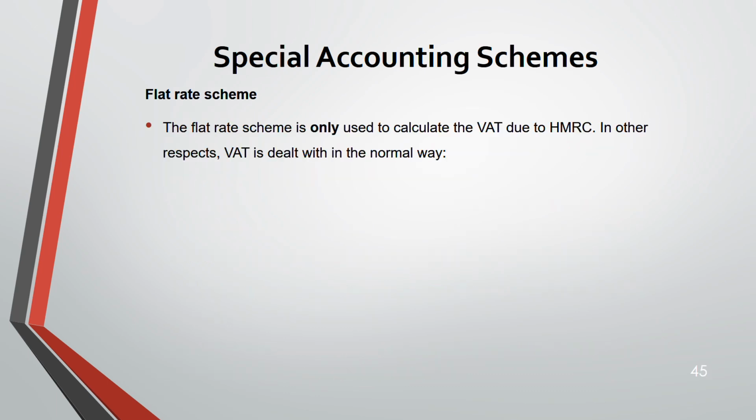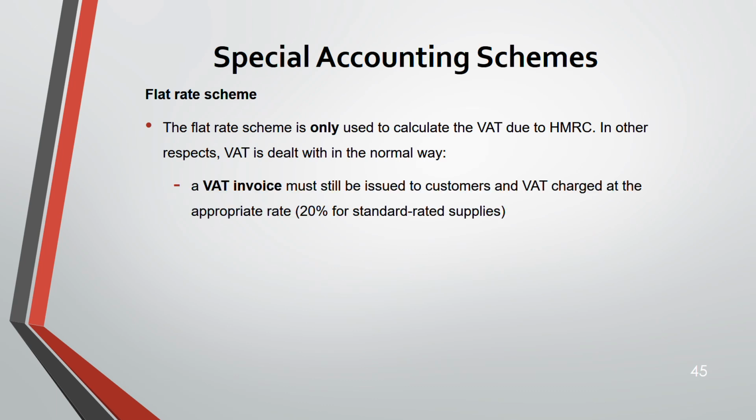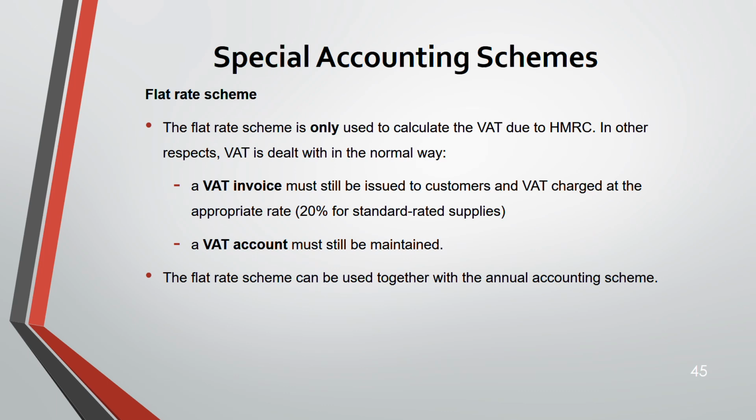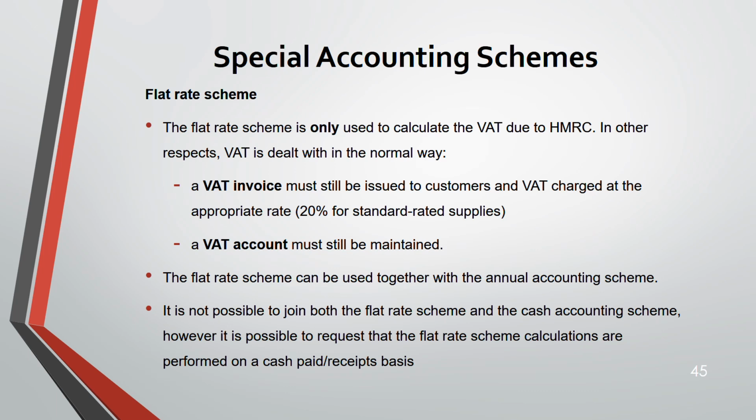Next, the flat rate scheme is only used to calculate VAT due to HMRC. In other aspects, VAT is dealt with in the normal way. So there is a VAT invoice. Still you have to issue it to the customer. VAT is charged at 20% standard rated. The VAT account must still be maintained. And the flat rate scheme can be used together with the annual accounting scheme also. You can use two schemes together. But it is not possible to join the flat rate and the cash accounting scheme together.